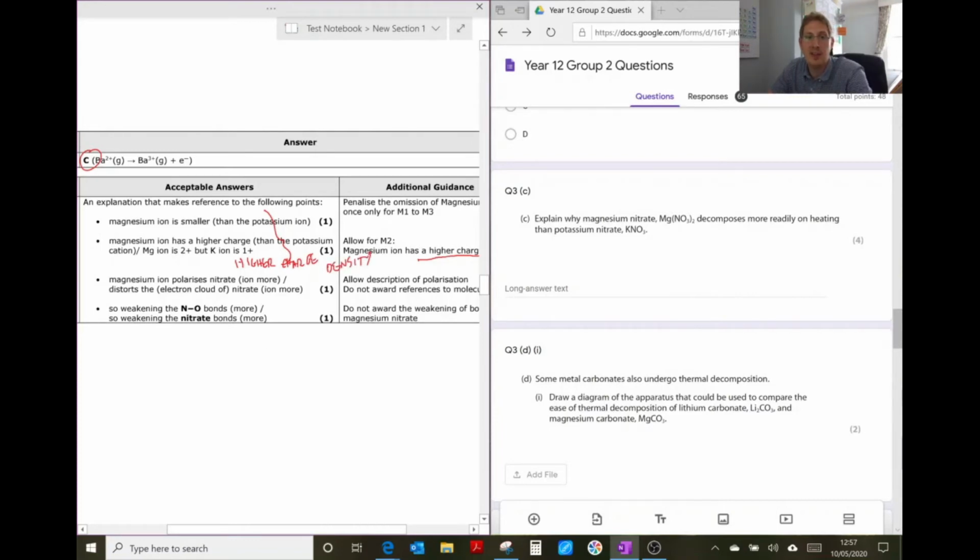Therefore, it polarizes the nitrate more. I had people talking about magnesium nitrate being polarized, or electrostatic forces, or covalent bonds. Okay, no, it's distorting the electron cloud. It's distorting the nitrate ion for the third mark. And finally, this means it weakens the N-O bonds more, or weakens the nitrate bonds more. Very few people getting 4 out of 4 there, despite the fact that this is something to just learn so you can regurgitate.